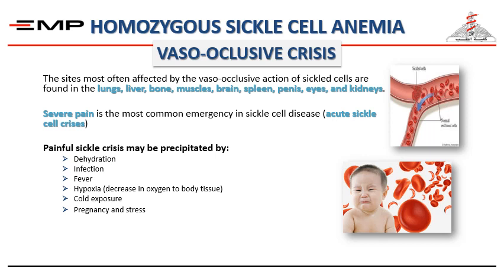Vasoocclusive crisis is obstruction of the blood vessels. This can occur anywhere: in the lungs, liver, bone, muscles, brain, spleen, penis, eyes, or kidneys, and results in severe pain and what we call acute sickle cell crisis. They are precipitated by conditions leading to low oxygen tension like dehydration, infection, fever, hypoxia, cold exposure, pregnancy, and stress.